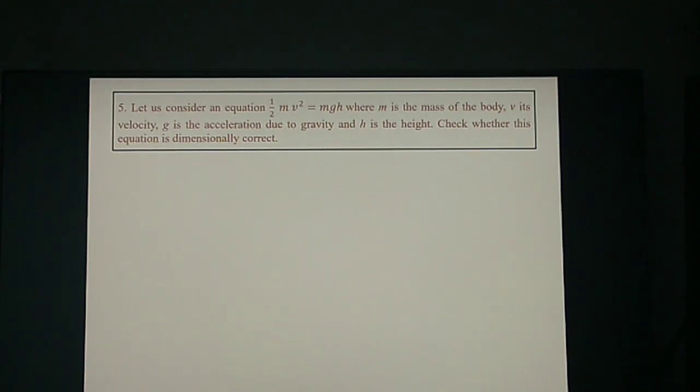So in this problem, what you are given is an equation. You have LHS half mv square and RHS mgh, where m is the mass of the body, v is the velocity, g is acceleration due to gravity, and h is the height. What are you supposed to check? You are supposed to check whether this equation is dimensionally correct or not.